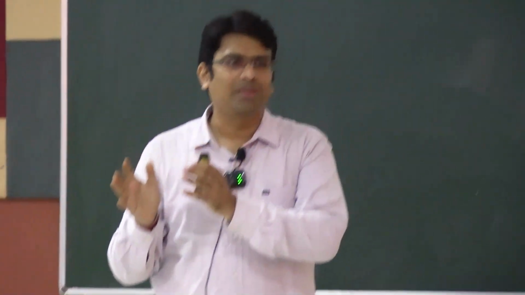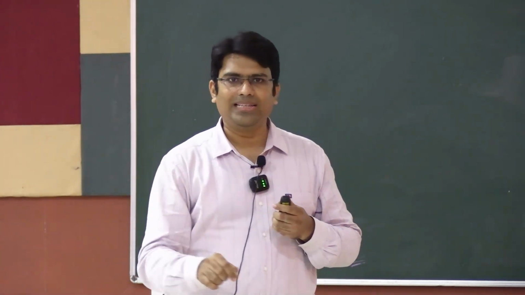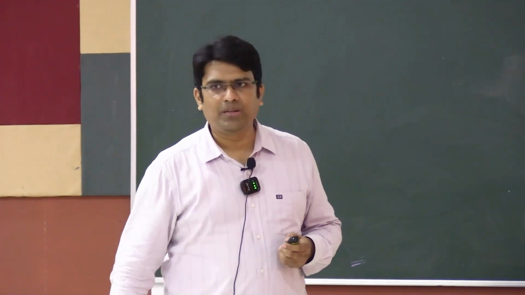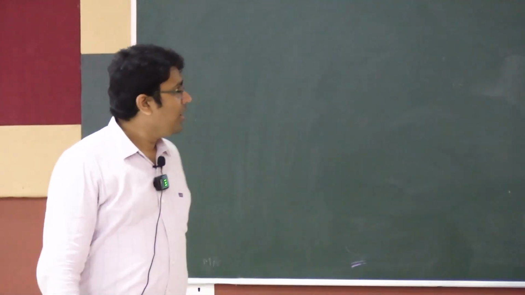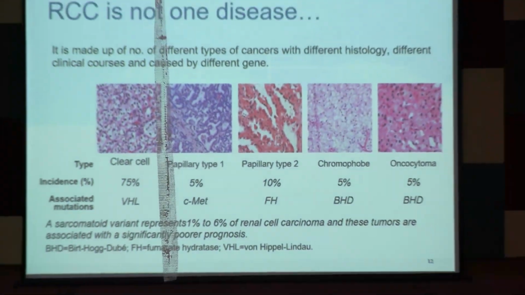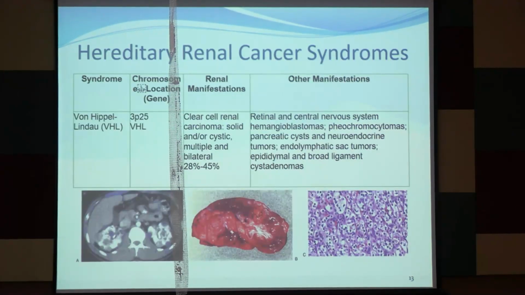One is benign, the other is malignant. Malignant has a variety of histologies. Each histology has its own prognosis. Chromophobe, the best variety; sarcomatoid, the worst prognosis. And apart from that, there are risk factors which have been illustrated here. So RCC, as I just said, is not a single disease. We have discussed that there are a variety of histologies in this. Chromophobe is the one that has the best prognosis.